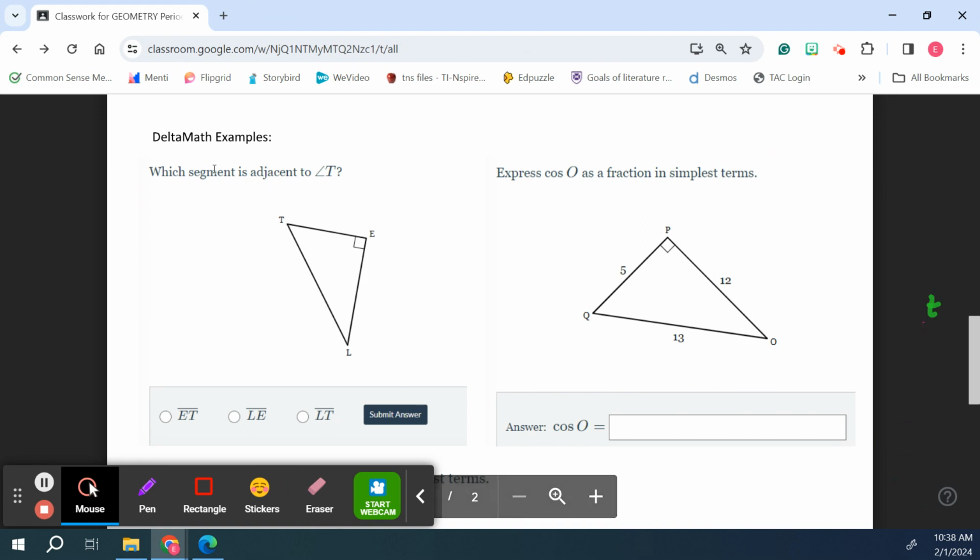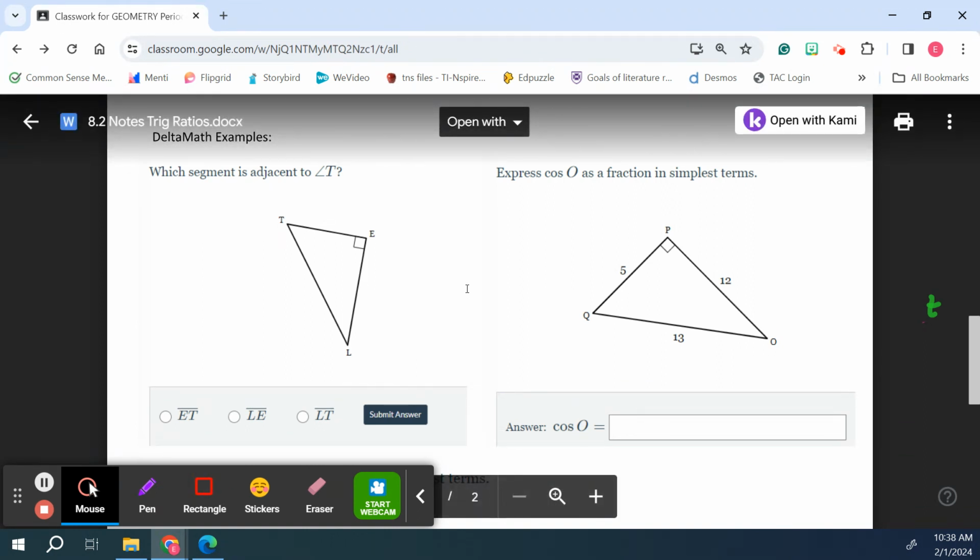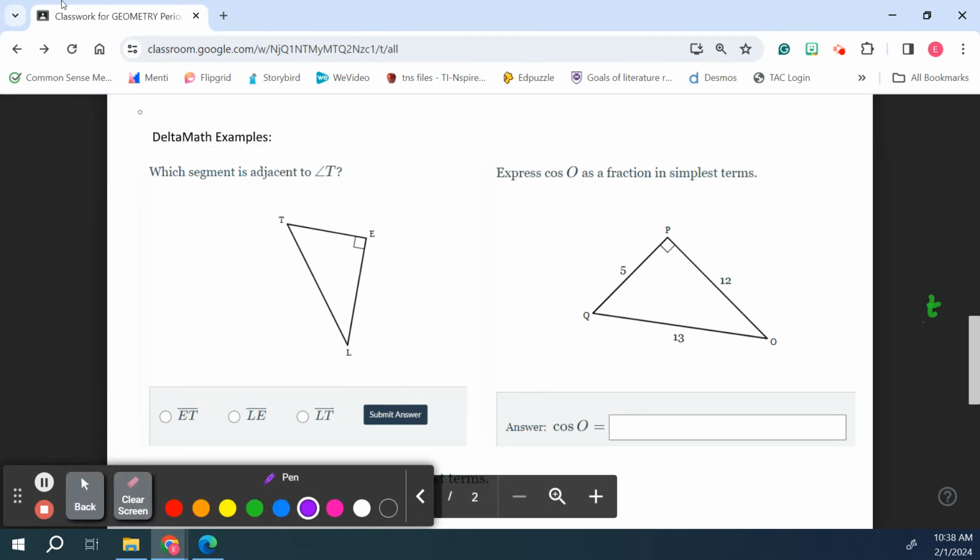Let's talk about this first example. So which segment is adjacent to T? All right, so here is T. I'm highlighting it. Which one would be the adjacent side? ET, LE, or LT? What do you guys think? Ooh, not all at once now. Too much. What'd you get? ET, yeah, this is the adjacent. This EL would be the opposite, so it should be ET.